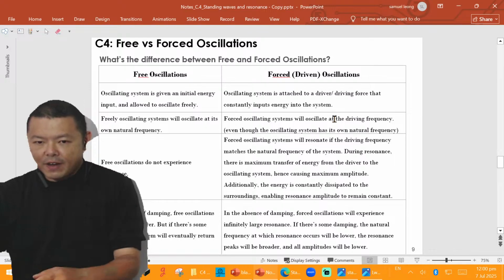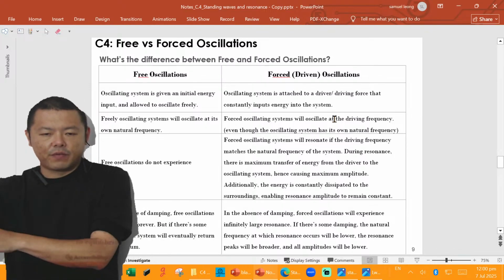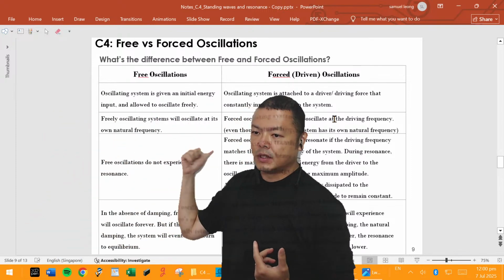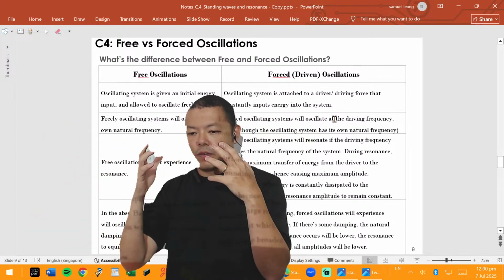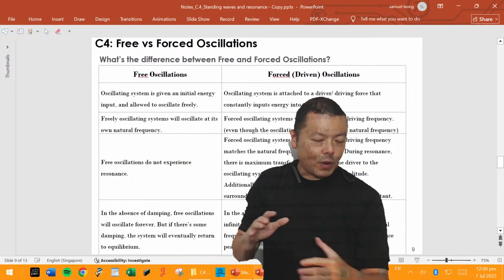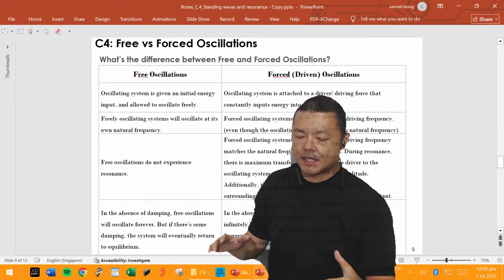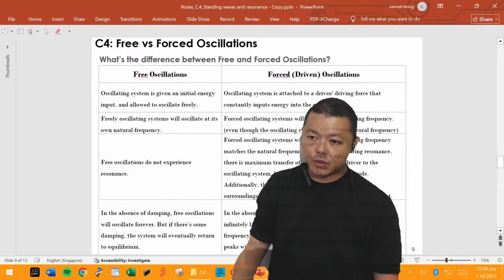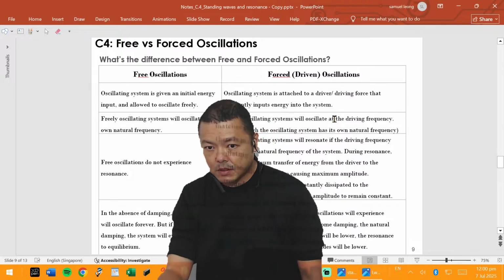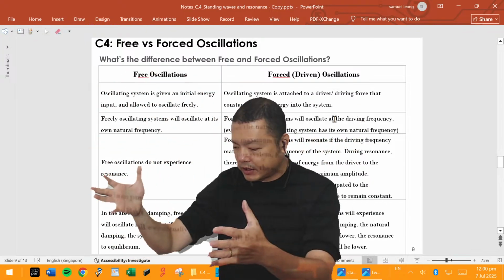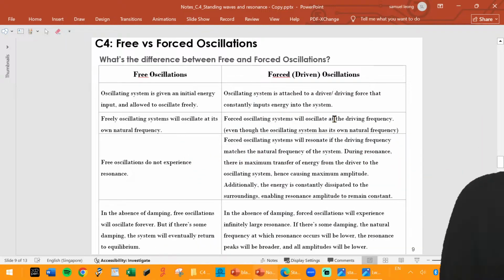Okay, free versus forced oscillations. Let's talk about free versus forced oscillations. Now, I don't know whether your teachers actually bother teaching you this. The teachers with a solid A level background will tell you the difference between free and forced. The ones who do purely IB from the start probably don't know the difference or won't convey the difference to you. So you need to know the difference. There's a free oscillation and then there's a forced oscillation. What is a free oscillation?